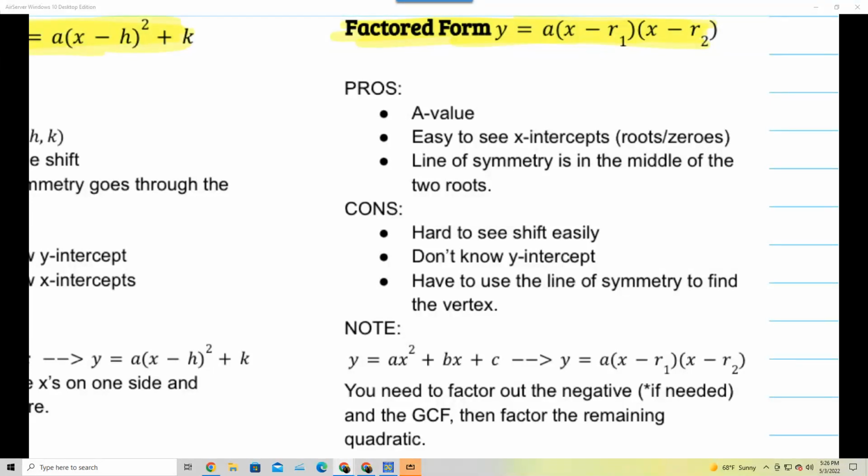Now, some of the cons. So that was the pros. That's the benefits of having something in factored form. So you can look at the a value. You can see the line of symmetry. You can find the x-intercepts.